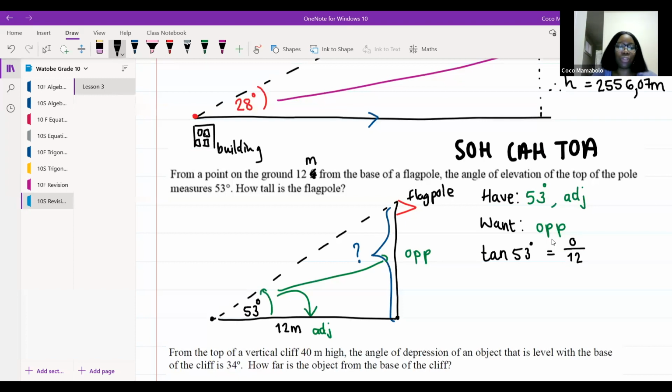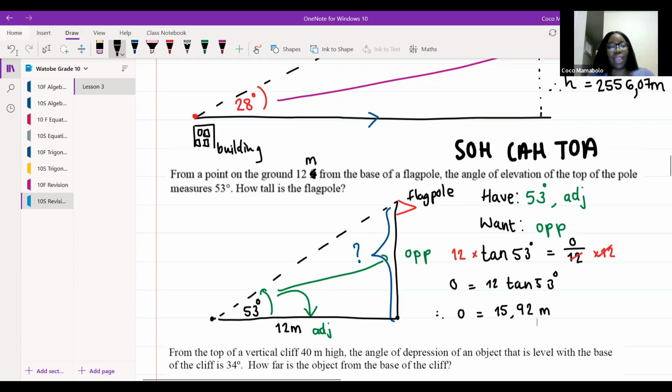If I want to get rid of that divide by 12, I'm going to multiply both sides by 12. So 12 divided by 12 is 1. My opposite is going to equal 12 times tan of 53 degrees. Therefore, the opposite is equal to, I'm seeing many of you saying 15.92. I'm going to agree with you. Yes, that's the answer I got. 15.92. And I love that you guys have written meters in there. Well done, Patu, Tandukolo, Samuel. You guys are doing the things.